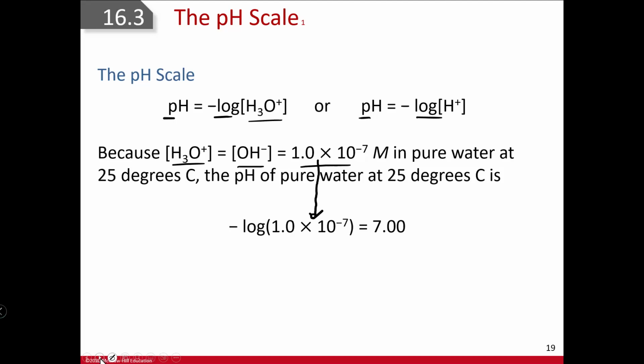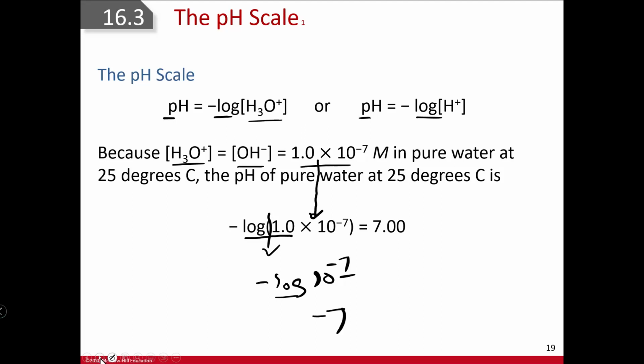Well, here we're using a log base 10, and you should know that the log of 1 is 0. We're not worried about that. And then negative log of 10 raised to the negative 7th power. Well, the log is the inverse of the exponent. And so when we take the log of 10 raised to the negative 7th, we get negative 7.